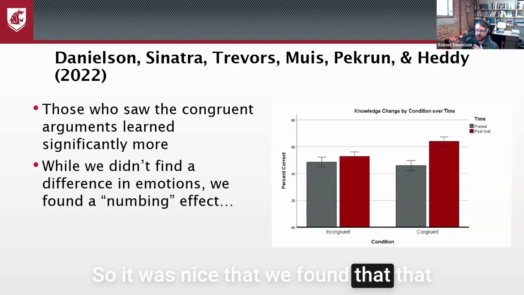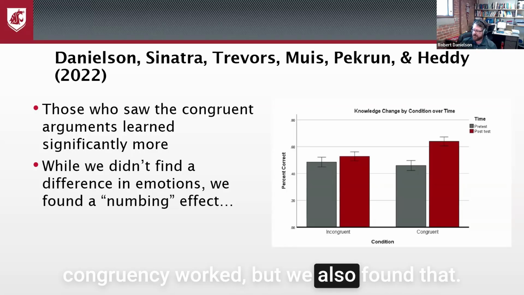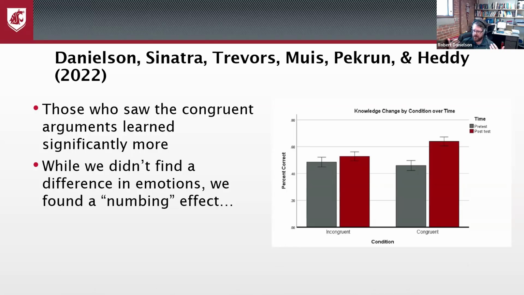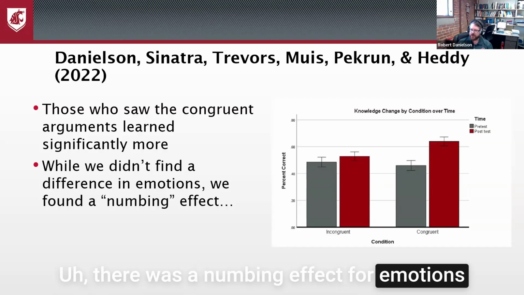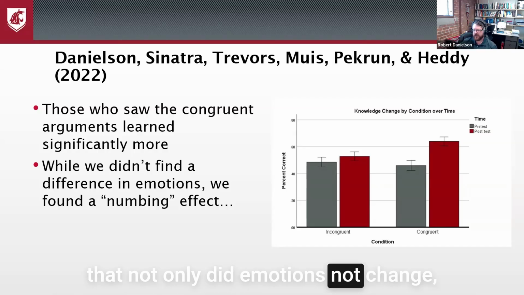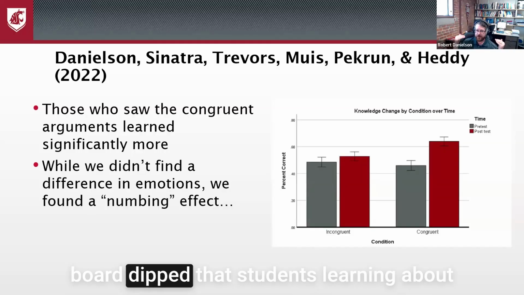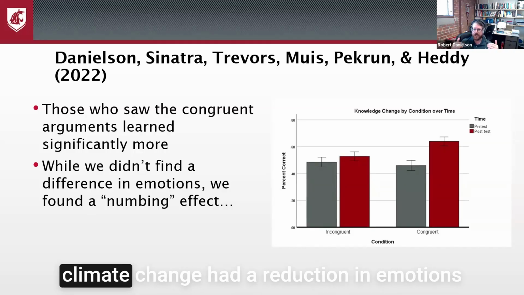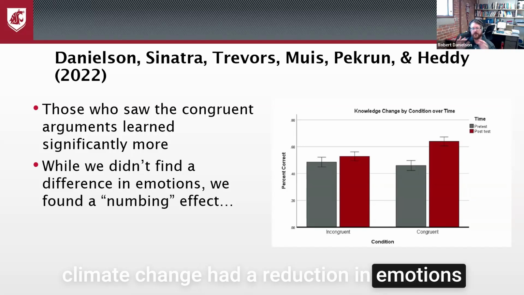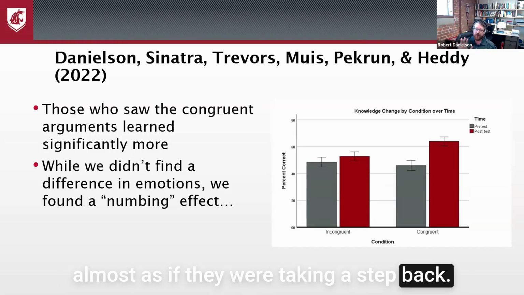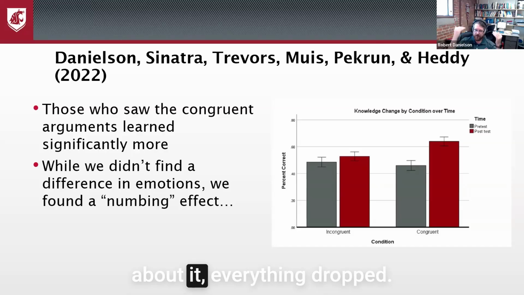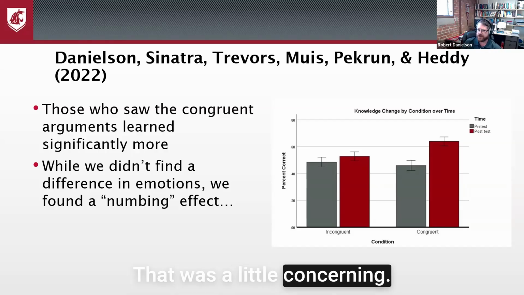So it was nice that we found that congruency worked, but we also found that there was a numbing effect for emotions. Not only did emotions not change, but actually emotions just across the board dipped. Students learning about climate change had a reduction in emotions, almost as if they were taking a step back. The more that they read about it, everything dropped. That was a little concerning.